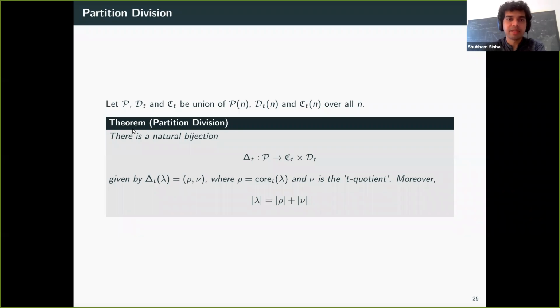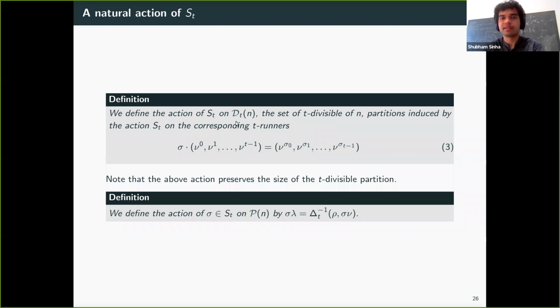So just a reminder of what partition division is and what these T-runners are. It's a set of T-divisible partitions. There is an action of the permutation group S_T on the set of T-divisible partitions of size n. So how does this action go? Basically you're permuting the T-runners, the rows of the T-runner. There might be a slight problem with the notation, but I'm using indices from 0 to t minus 1 instead of 1 to t, which is the conventional notation.